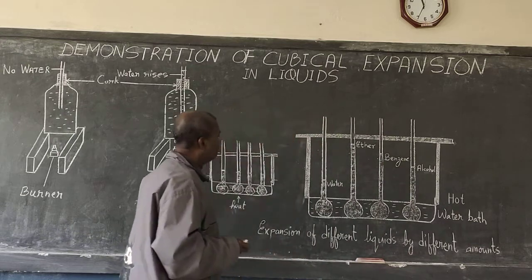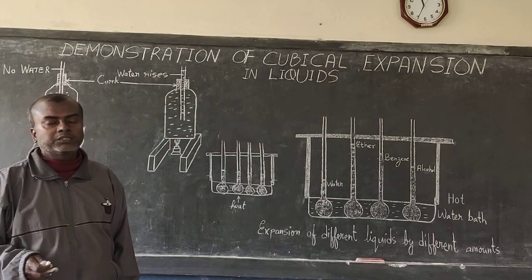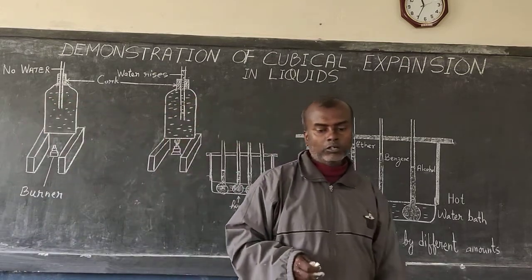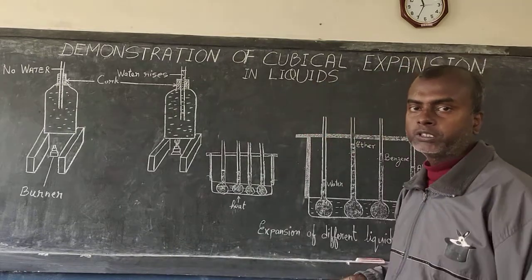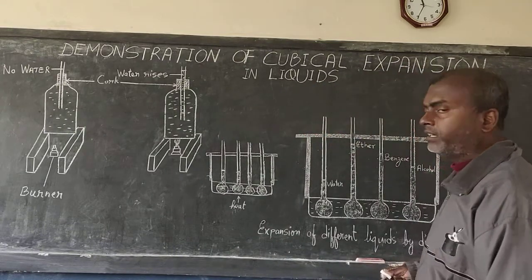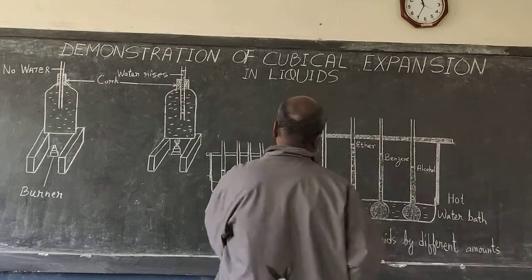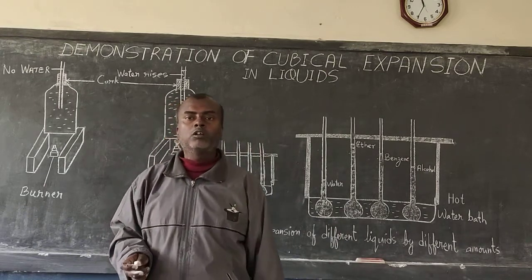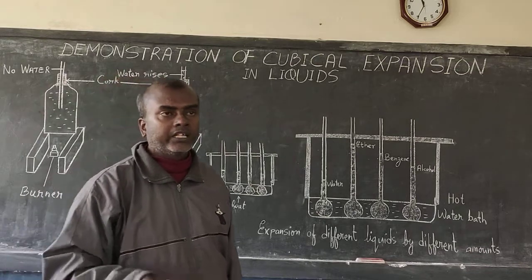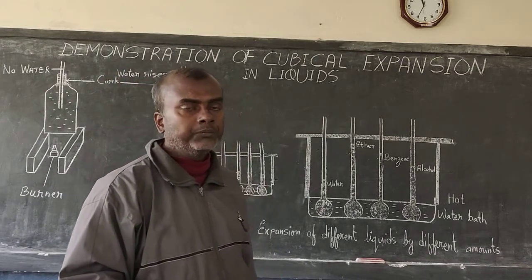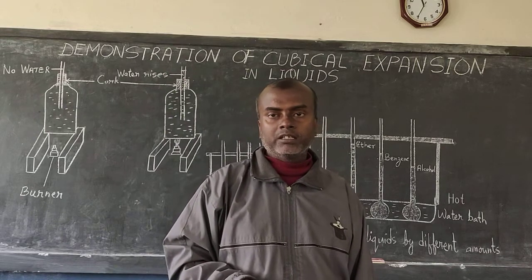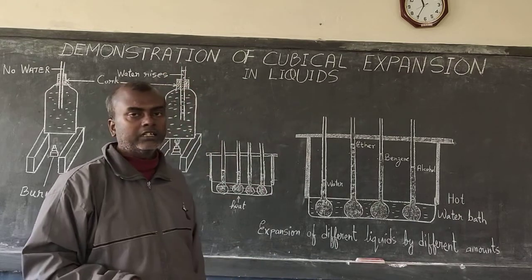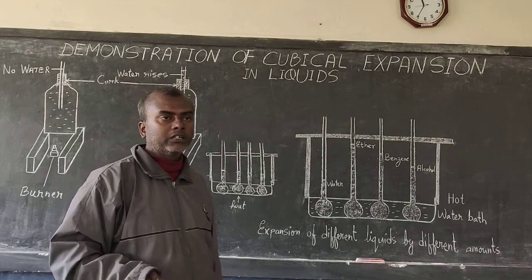In other words, all these four liquids expand in different proportions. So cubical expansion happens in all liquids, but not in the same proportion. Some expand more and some expand less. This is what is proved in this experiment, that different liquids expand by different amounts. Not all liquids expand by the same amount. Like for metals also we had discussed, remember? Some metals expand more than other metals. That principle has been used in the bimetallic strip. So here also we find that different liquids expand differently for the same amount of heating.